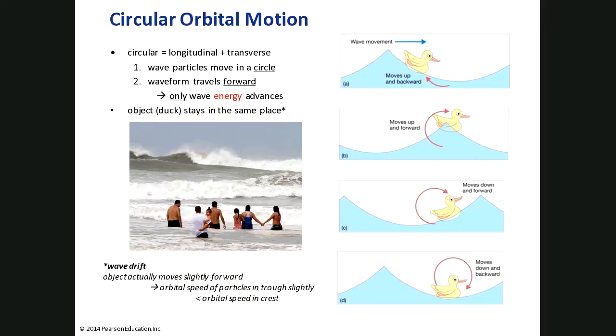Now, there is a little bit of something called wave drift. And wave drift basically says that the little duck or the particle or the object that's in the water actually just moved forward a little tiny bit. And the reason for that is because the speed of the particles in the trough right here is actually less than the speed of the particles in the crest. So if you think about this, this duck is moving forward and backwards, but because the speed up here at the crest is greater than in the trough, he moves forward a little bit further, and then he moves backwards. So it's like two steps forward, one step back. But it's only a little bit. That's a little bit of the wave drift. The rest of the time, or for the most part, it just looks like it's staying in the same place.